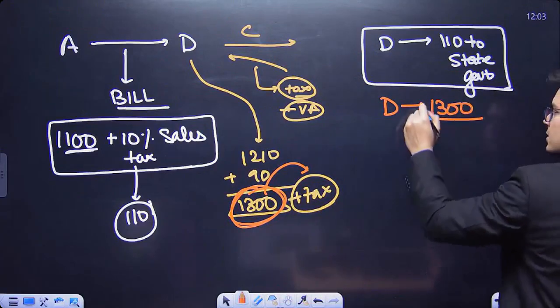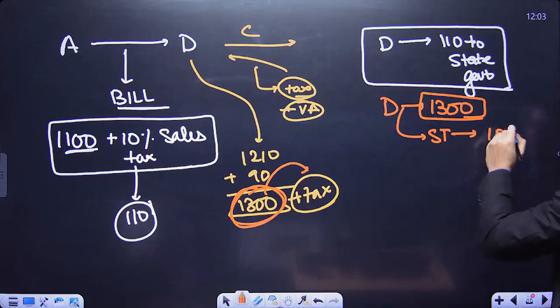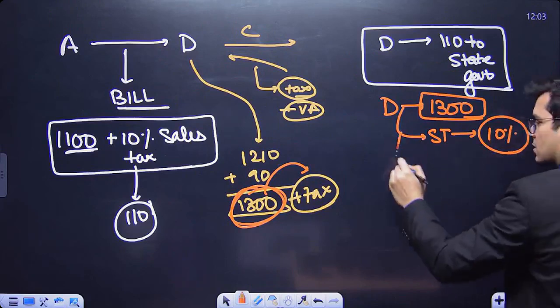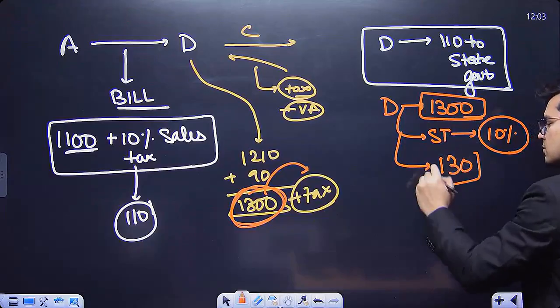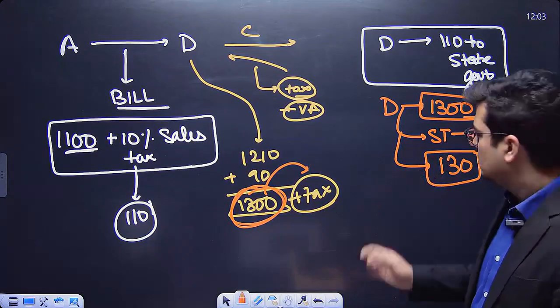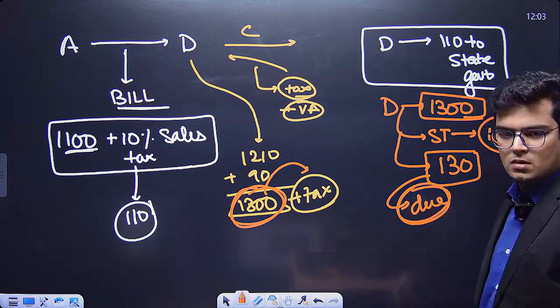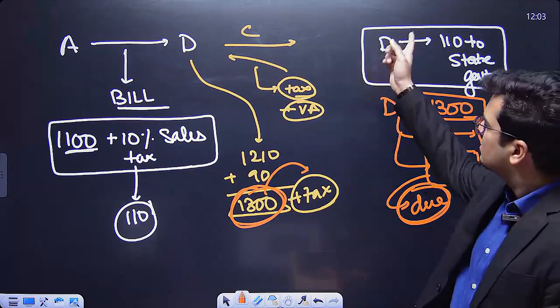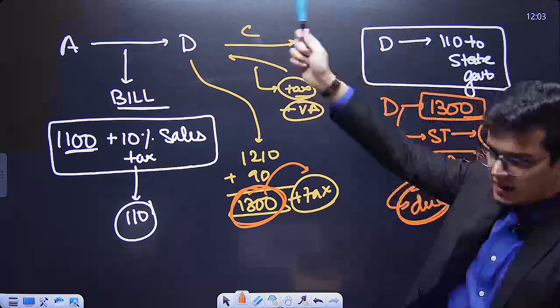बिल निकाला है 1300 का. Our sales tax is 10%. Therefore, he has to deposit 130 rupees of more tax. This is now tax due. But already this distributor has paid 110 rupees. 110 rupees already आ चुका है.